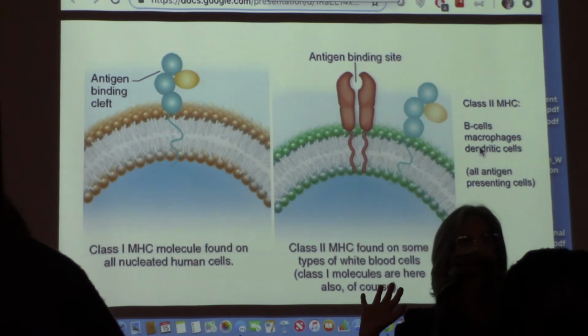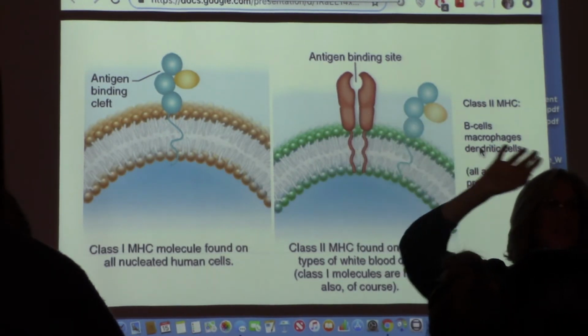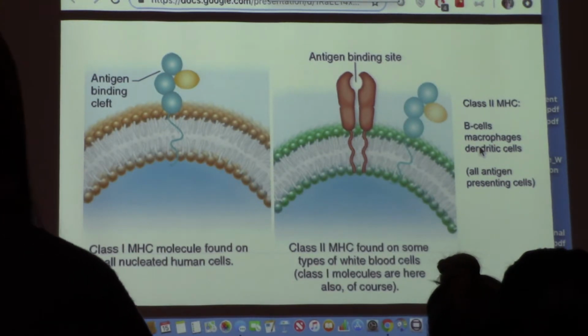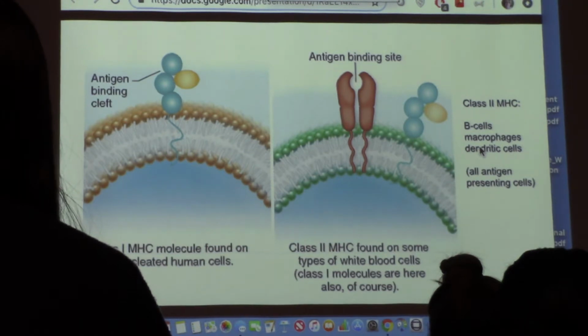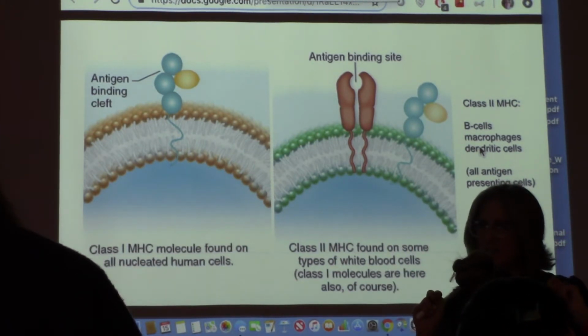Unless your job is antigen presentation, putting things on MHC class 2, then you don't have that receptor. So these three cell types, white cell types, are the ones that have the job. We say they're professional antigen presenters. That's their job. If you're a neuron, your job is a professional neuron. It's not a professional antigen presenter.